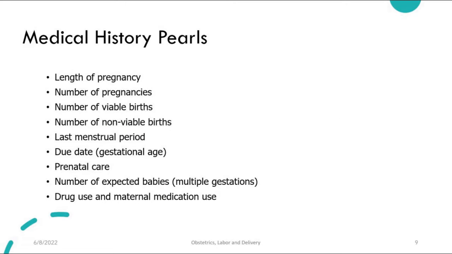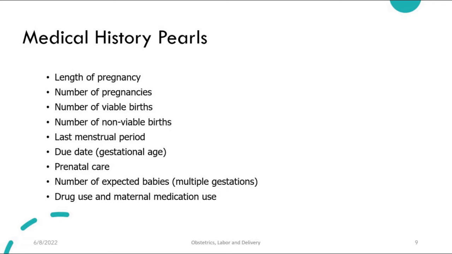Other things that should be included in a medical history, and this is coming out of the statewide protocols that we're transitioning to, would be the length of pregnancy, how many total pregnancies and viable births, we just talked about that, how many non-viable births have occurred, and that is to include abortions, and you do have to ask that question. When was the last menstrual period? The further along you are in the pregnancy, the harder it is going to be for the woman to remember the specifics of that question. The due date is a much easier thing to ask.